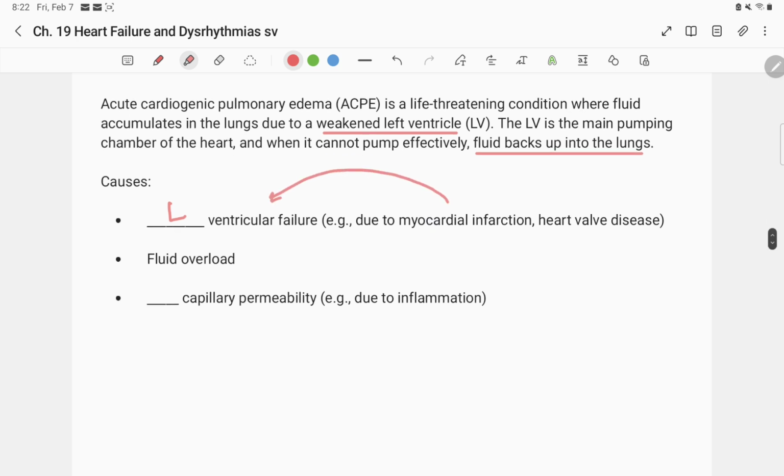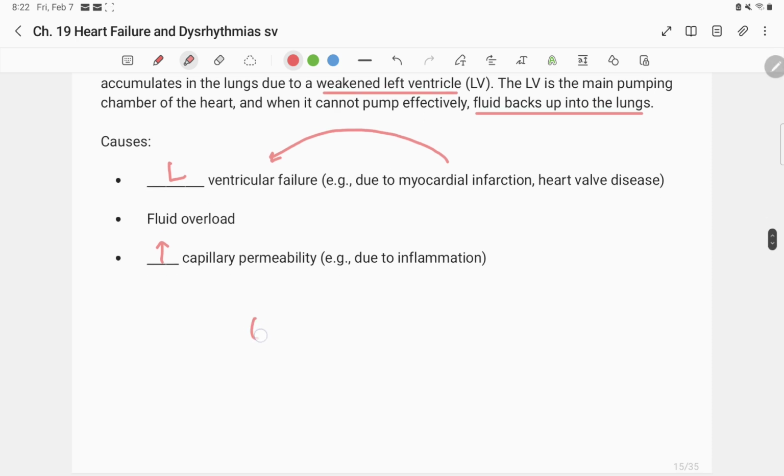Fluid overload, increased capillary permeability due to inflammation. All right, so you have your little capillaries, right, and there's fluid inside, and that fluid can leak out into the lungs and the alveoli.